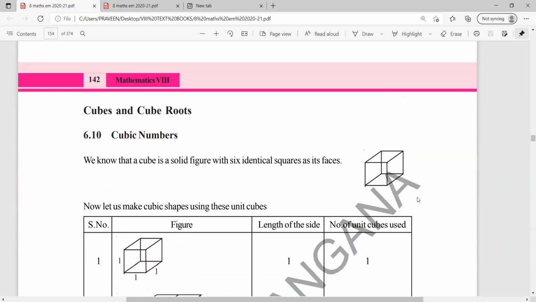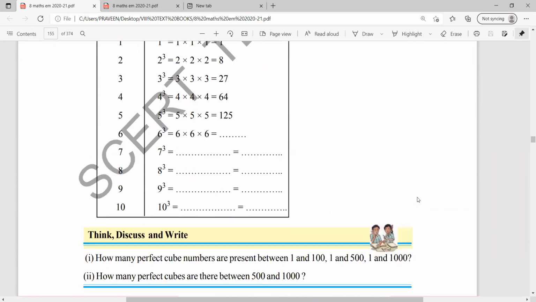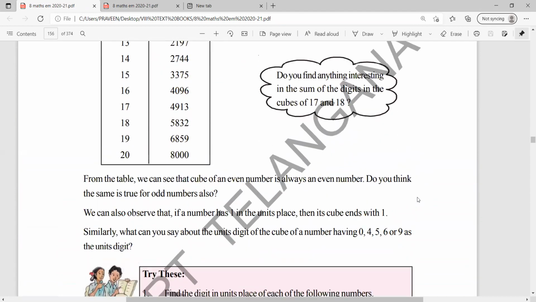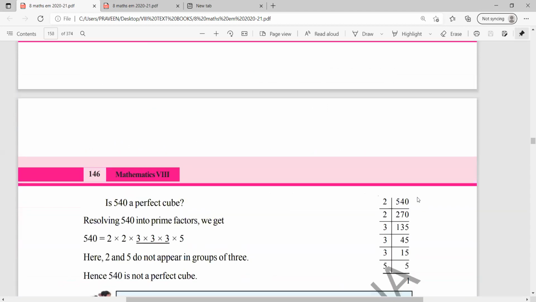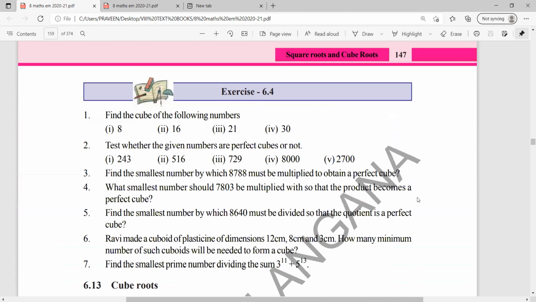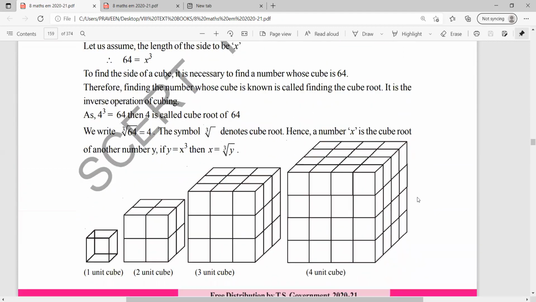Then we started the cube root concept, and after that, finding perfect cubes. The estimation, I think, I already finished. Using the cube root concept, we completed the first exercise, 6.4. We completed finding the cube of the following numbers: what number should I multiply, and what number should I divide, to make perfect cubes. This discussion is also completed.